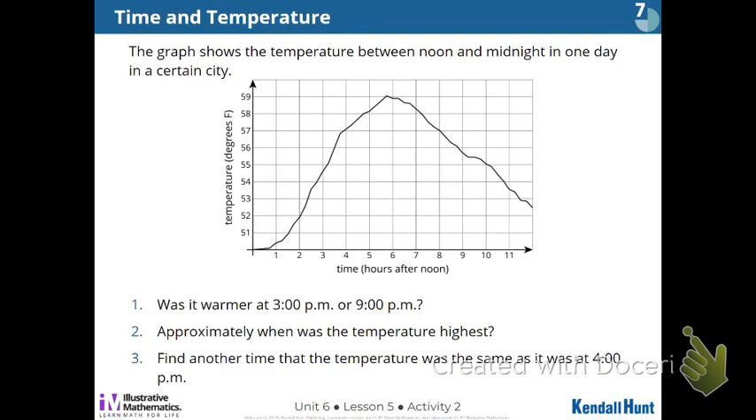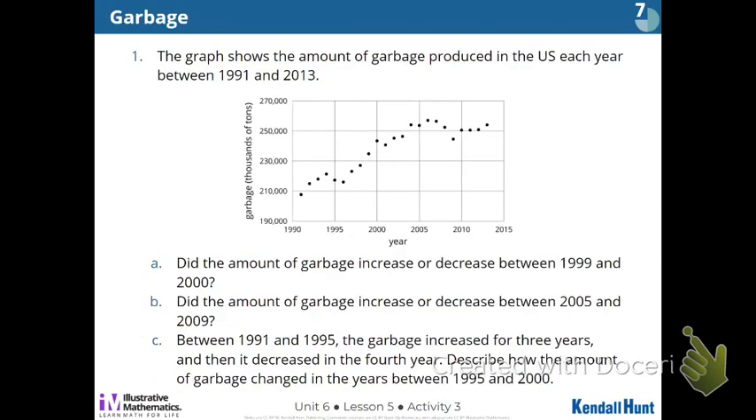Okay, let's look at the input 8. When we input 8, what's the output? 57. All right. So we still know how to look at graphs. So looking between 1999 and 2000, did it increase or decrease? Increase. I'm just going to do INC for shorthand. Did it increase or decrease between 2005 and 2009? I'd say it would decrease. Started here, ended here. So I would also say decrease.